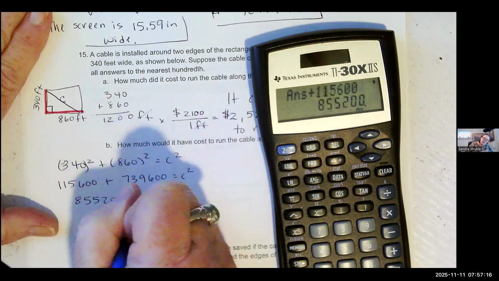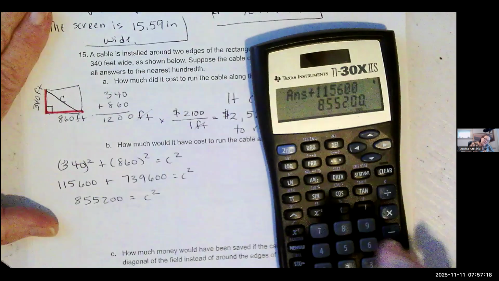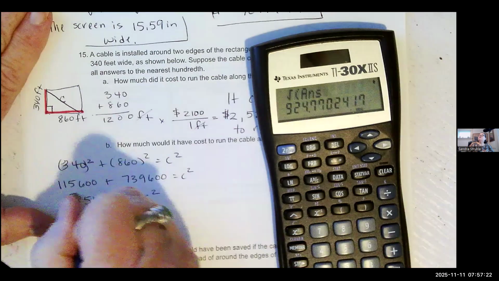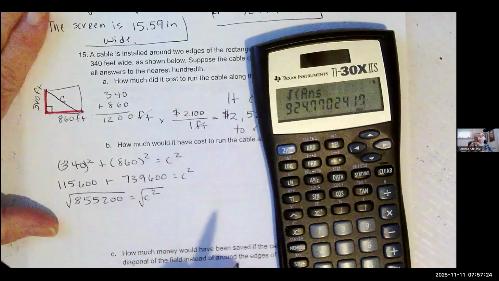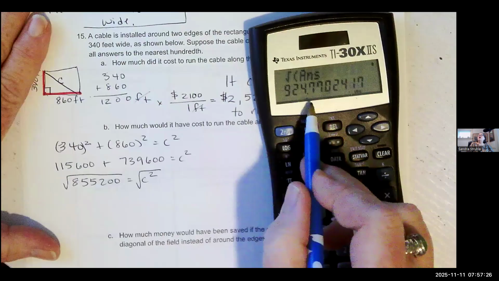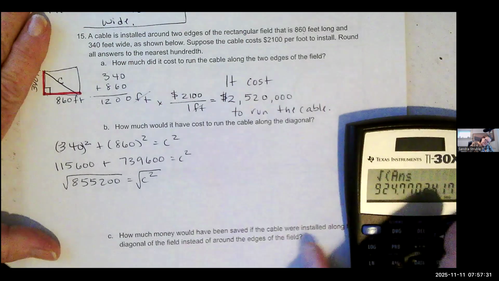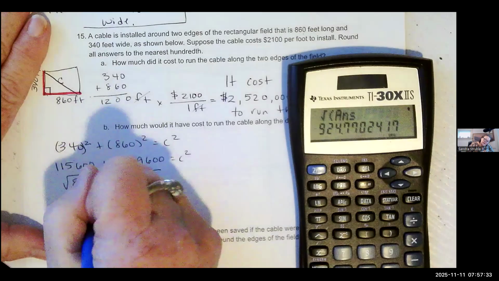And lastly, take the square root of both sides. And that's 924.77. Going to round to the nearest hundredth. So 924.77. And this is feet.